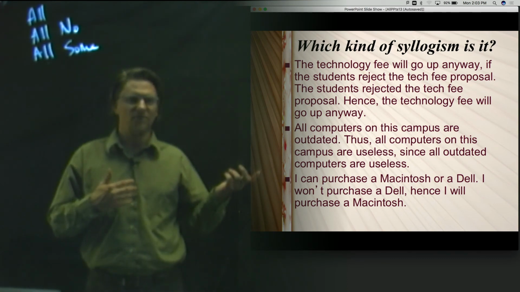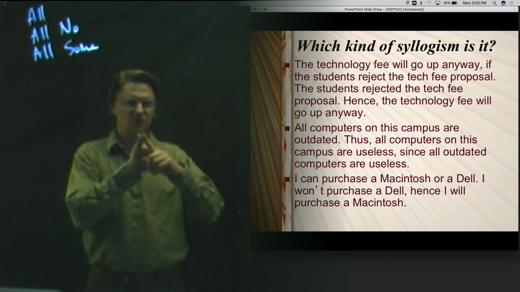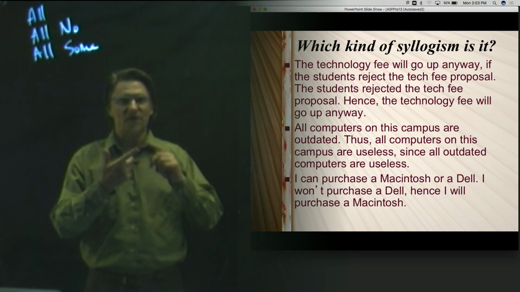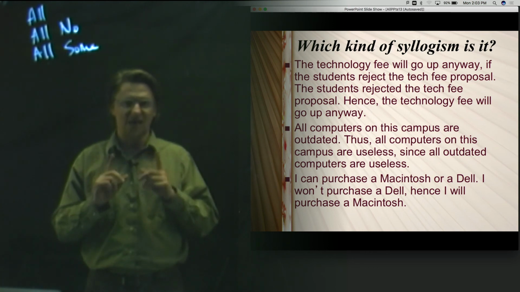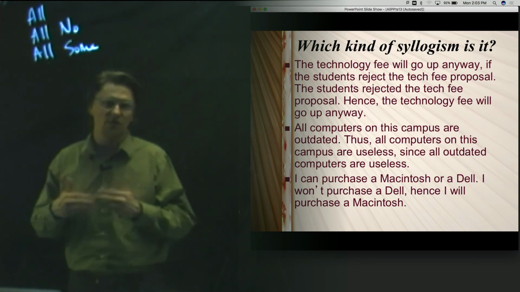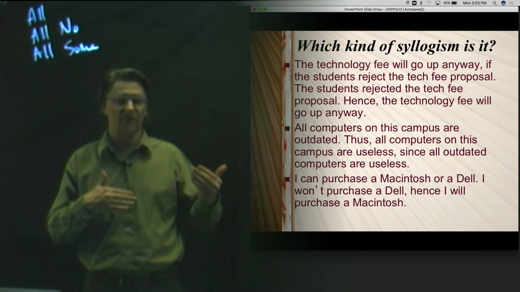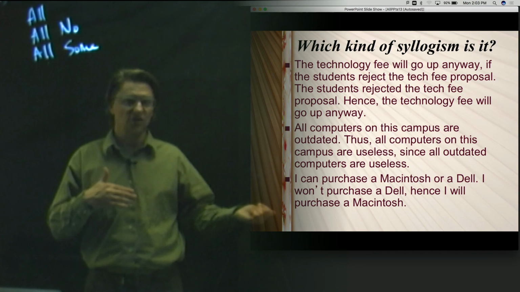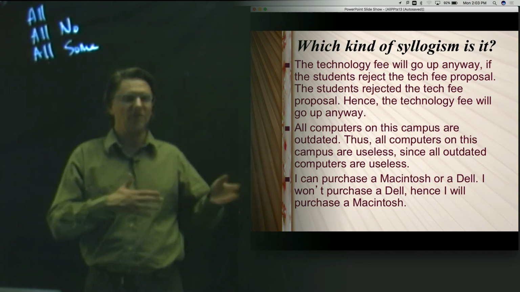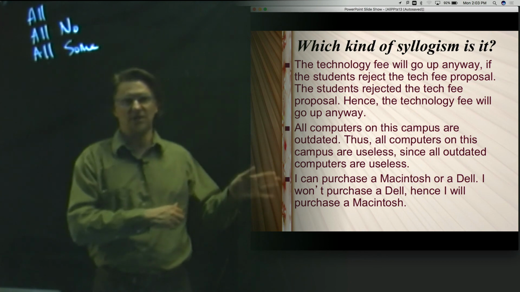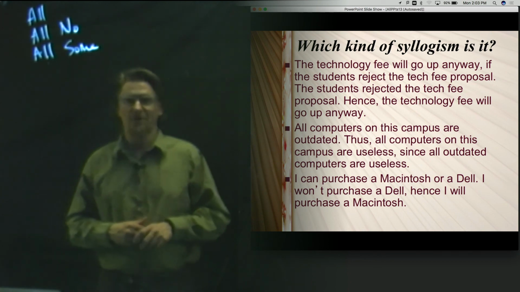So again, we have two premises here. I can purchase a Macintosh or a Dell, and then also I won't purchase a Dell. And one of those premises, the first one there, is an either-or statement, making it a disjunctive syllogism, making it therefore, of course, deductive, a deductive argument. The conclusion, if the premises are true, is being asserted as guaranteed, not just probable, but guaranteed, assuming those two premises are true.